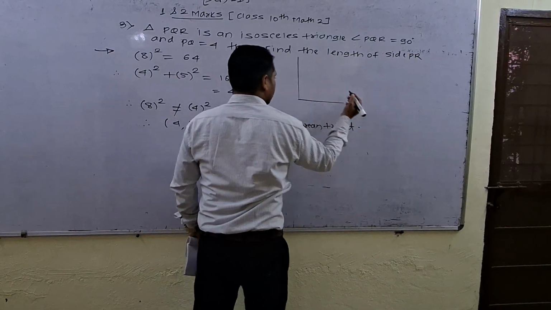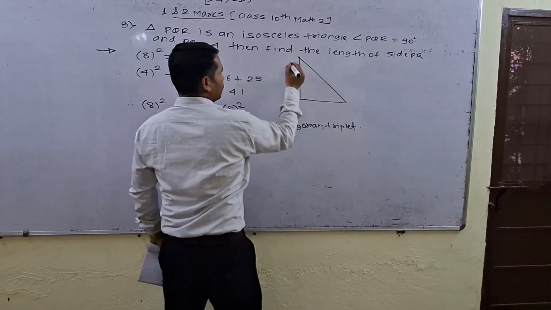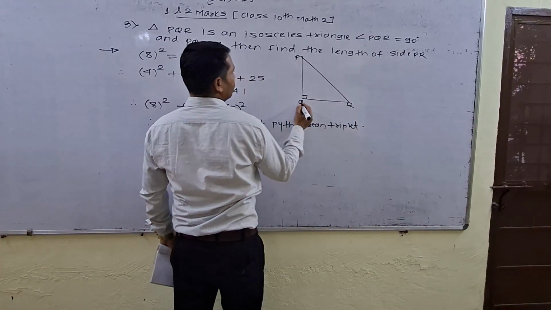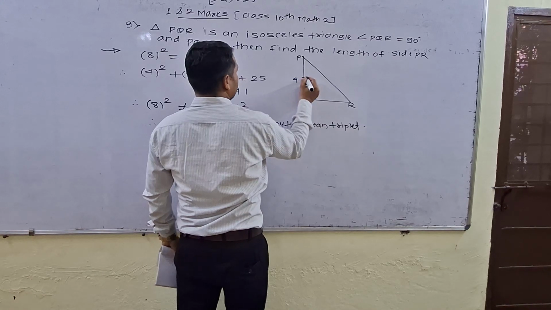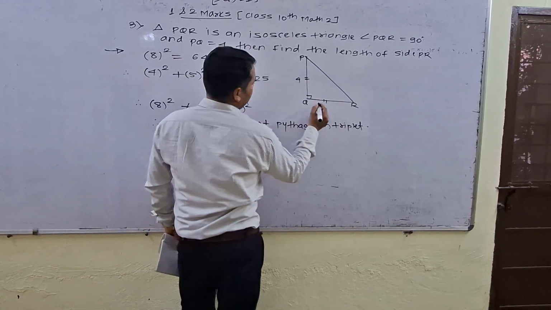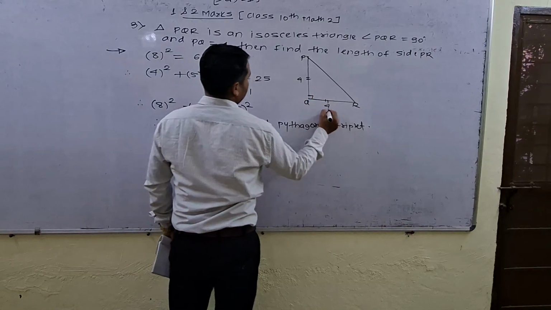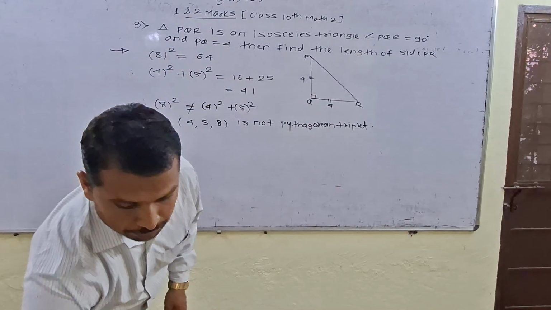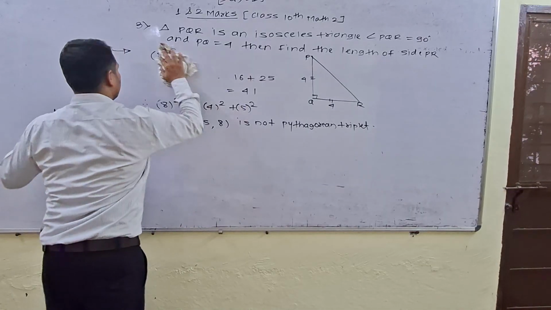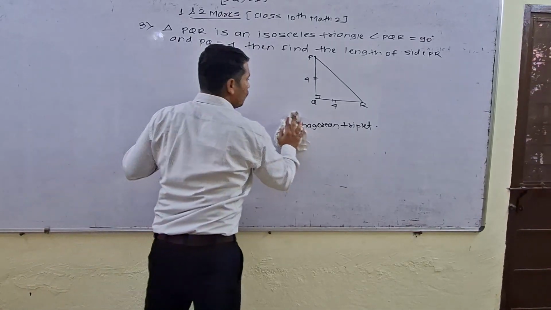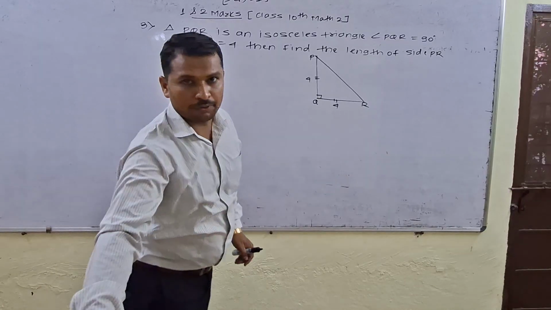Now we must draw a triangle. The triangle is PQR. Angle Q is 90 degrees. PQ is 4, so the other side is also 4, because in an isosceles triangle two sides are equal. We try to solve it again by the Pythagoras theorem. Look at the board.